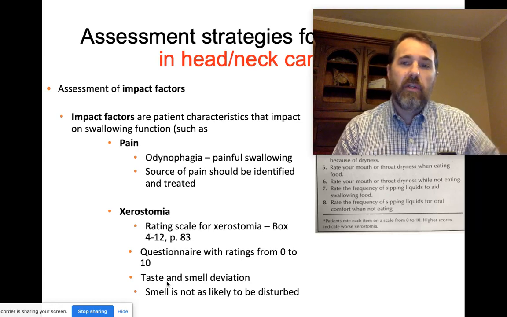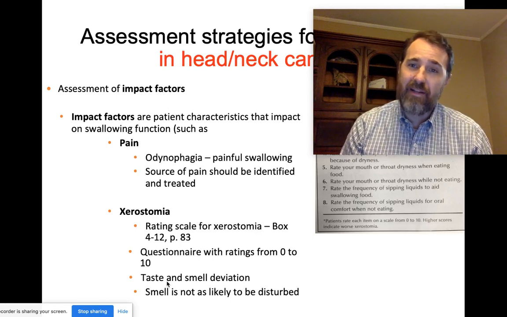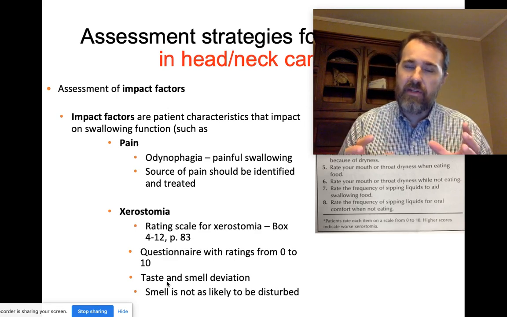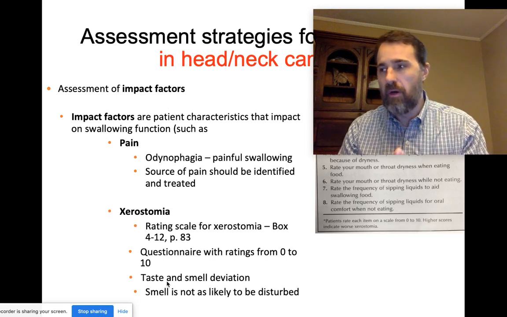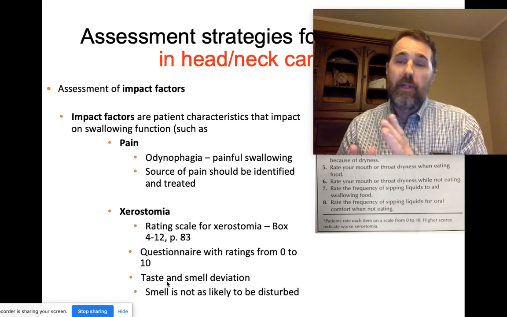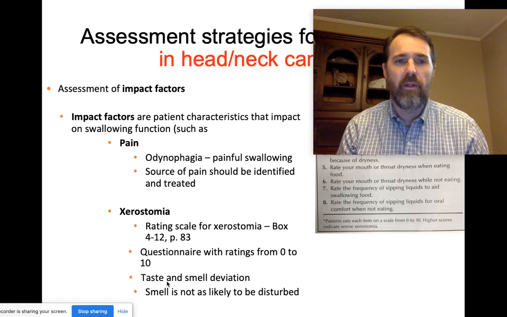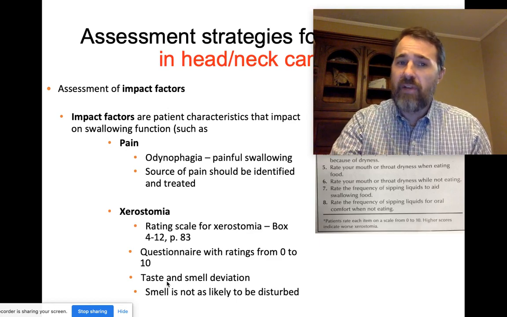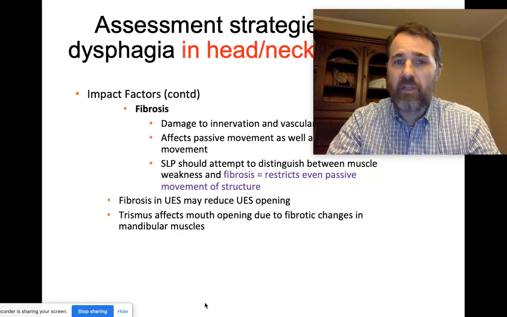One of the things that you look at specifically in the cancer population are called impact factors. And these are things that we've largely already talked about. But these are factors that have a large impact on the patient's ability to swallow and the patient's ability to take food orally. Pain during the swallow, odynophagia, xerostomia, fibrosis, like we've already discussed.